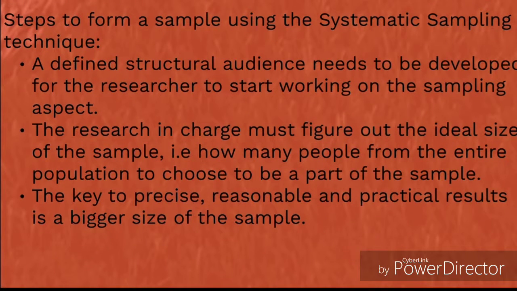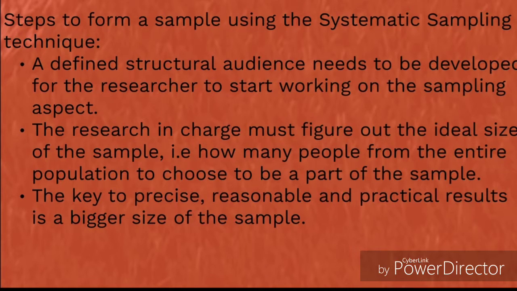Steps to form a sample using the systematic sampling technique. A defined structured audience needs to be developed for the researcher to start working on the sampling aspect. The researcher in charge must figure out the ideal size of the sample. Example, how many people from the entire population to choose to be a part of the sample. The key to precise, reasonable, and practical results is a bigger size of the sample.